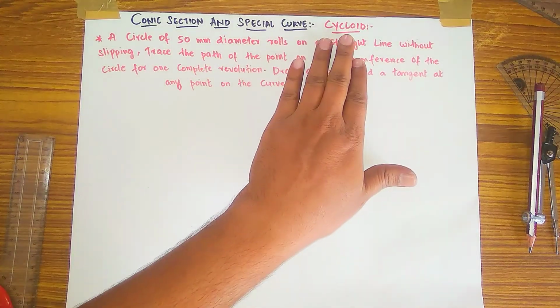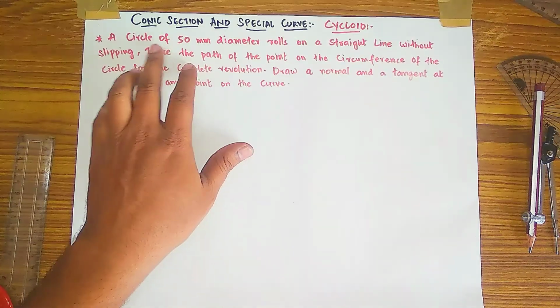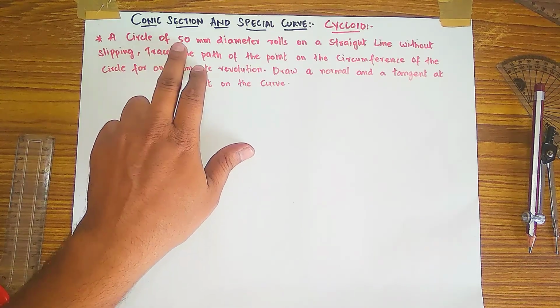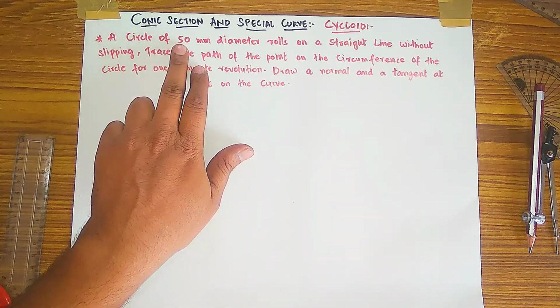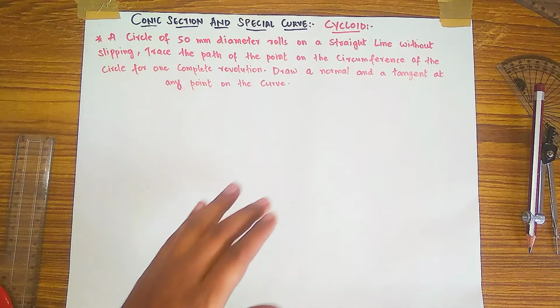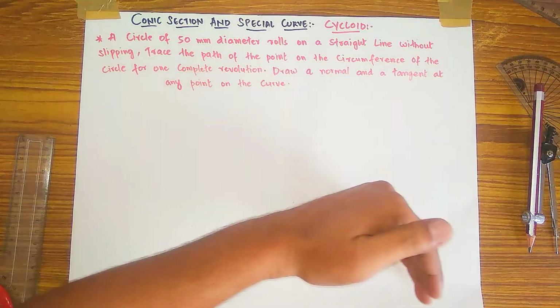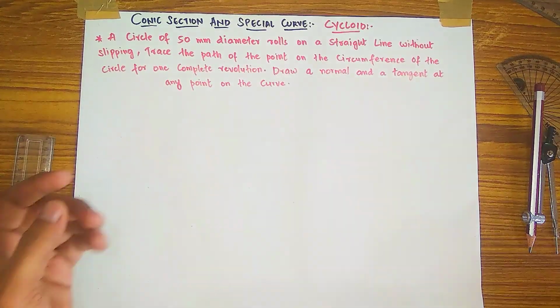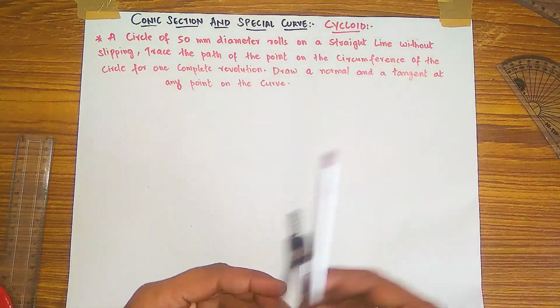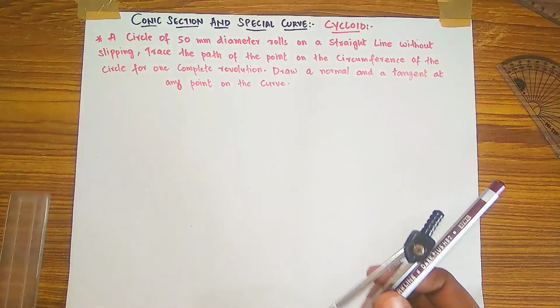You have to draw a cycloid. To draw a cycloid, you need only the circle diameter, which is given as 50 mm. So we have to draw a cycloid. The cycloid will be like this. So how to draw this with a circle? I am showing you. The diameter is given as 50 mm.